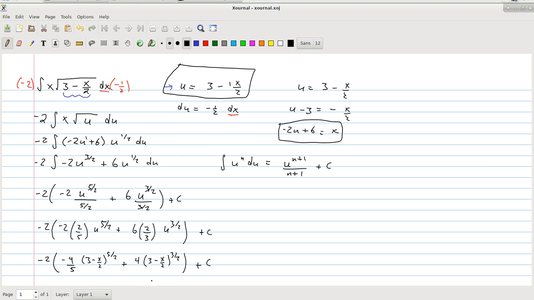We can go one more step and distribute this negative 2 to both terms. And this will give us positive 8/5, 3 minus x over 2 to the 5/2 minus 8 times 3 minus x over 2 to the 3/2 plus c.